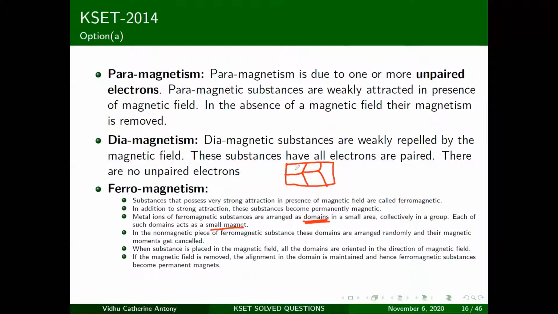Like I told you before, your electron can be pictured as a small magnet. All these electrons club together, and then you end up getting a particular strong field over there. It becomes a domain. Now, in a non-magnetic piece of ferromagnetic substance, these domains are aligned randomly and their magnetic moments get cancelled. When you take the same randomly arranged domains and place them in a magnetic field, all the domains are oriented in the direction of the magnetic field. If the magnet is now removed, the alignment of the domains is maintained and the ferromagnetic substance becomes a permanent magnet.